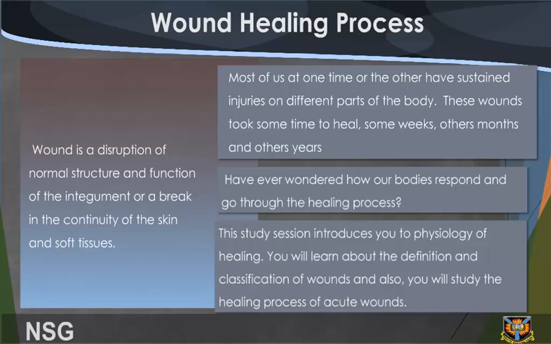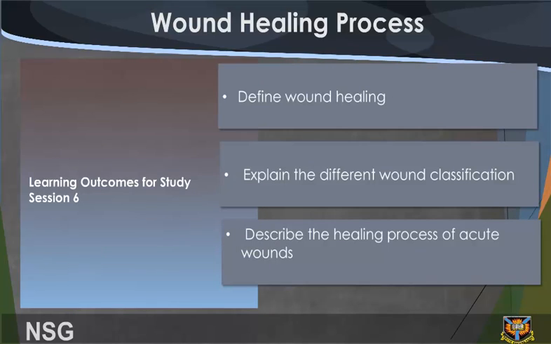This study session introduces you to the physiology of healing. You will learn about the definition and classification of wounds, and also you will study the healing process of acute wounds. Learning outcomes: Define wound healing. Explain the different wound classifications. Describe the healing process of acute wounds.